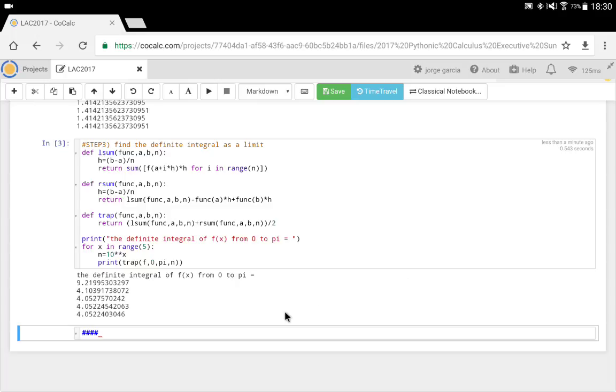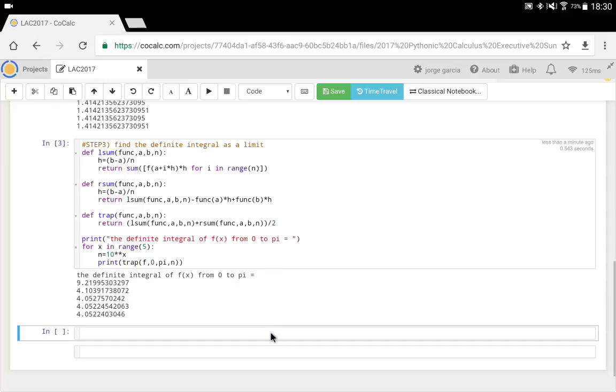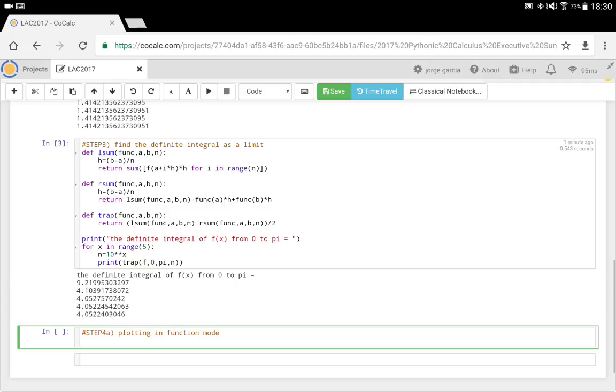Oh, I did that thing again. I don't like that. I don't know why I got that weird kind of cell. Okay, I'm here. Okay, so shift, hashtag, okay, so step 4A. Alright, so plotting in function mode. Plotting in function mode. Alrighty. So last time what we did was, we did this. This is all commentary because I'm not going to do it this way.